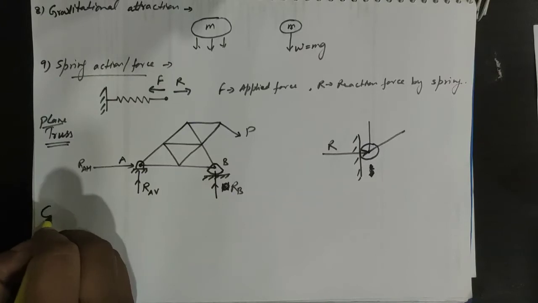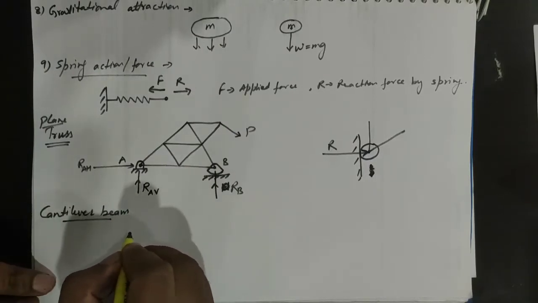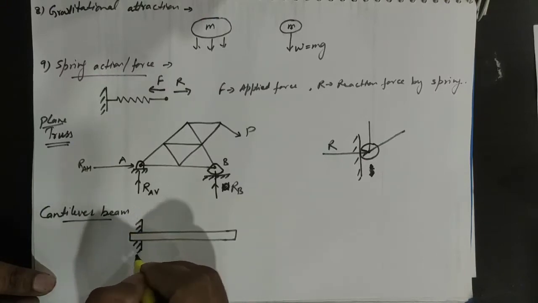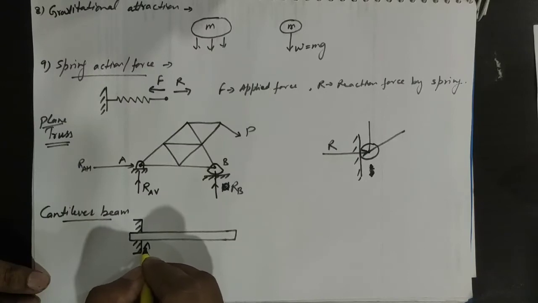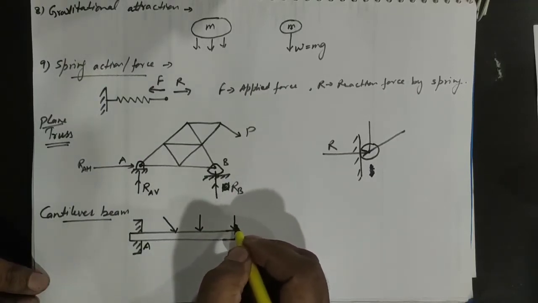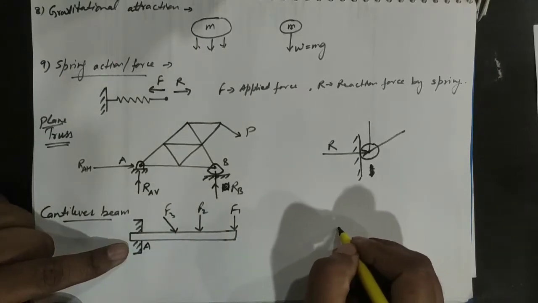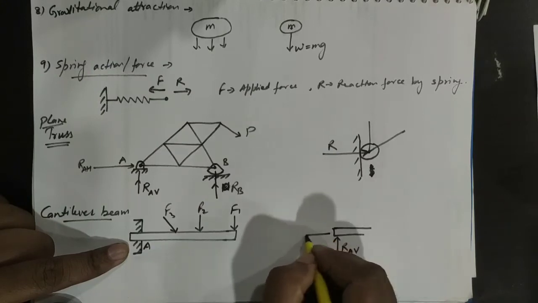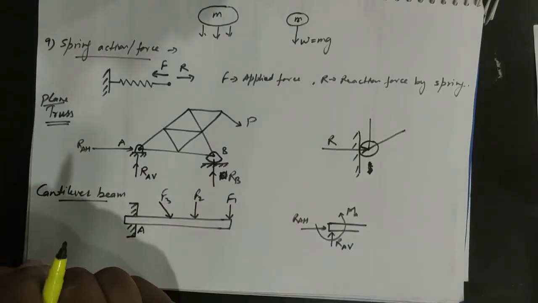In a cantilever beam, if it has forces like F1, F2, F3 like this, it is a fixed beam, so it would have one reaction RA vertical, RA horizontal, and moment about A: three reactions.